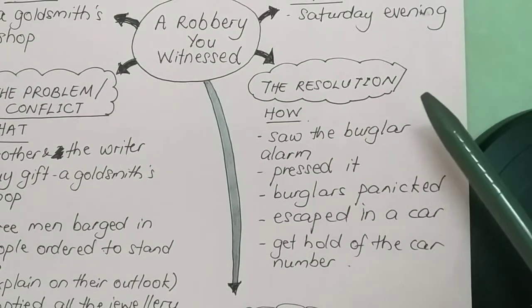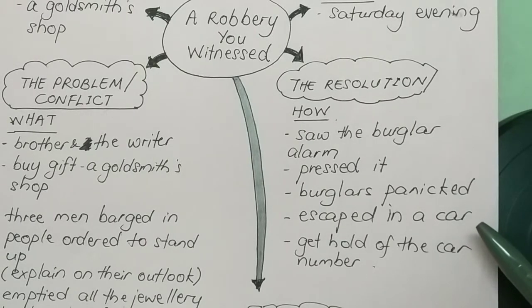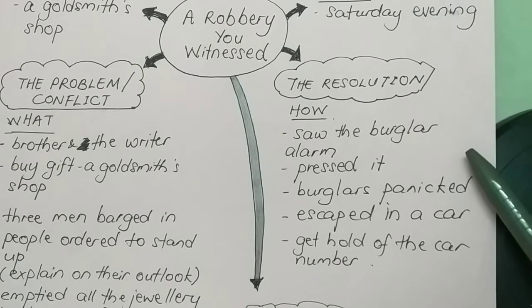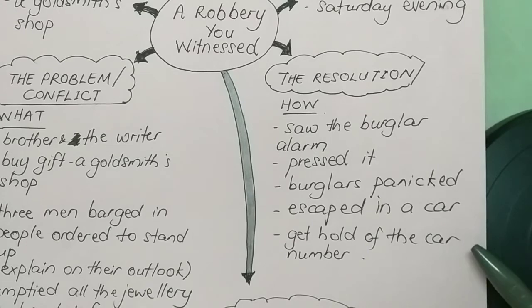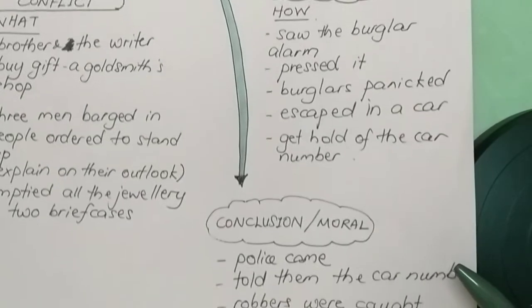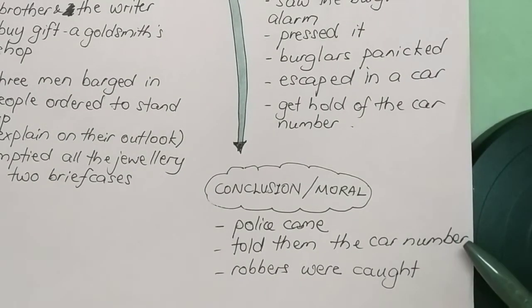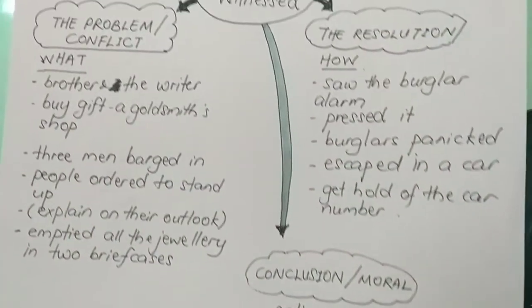And as for the resolution, for this problem you need to find out a resolution. How was the problem solved? So you saw the burglar alarm and you pressed it, and the burglars panicked and escaped in a car, and you tried to get hold of the car number. And for the conclusion of the recount, or the moral value, it depends on which you want to write down. So the police came and you told them the car number, and the robbers were caught. And of course, you can add a little bit more of other ideas that you would like to put in. So in general, the ideas would be this.